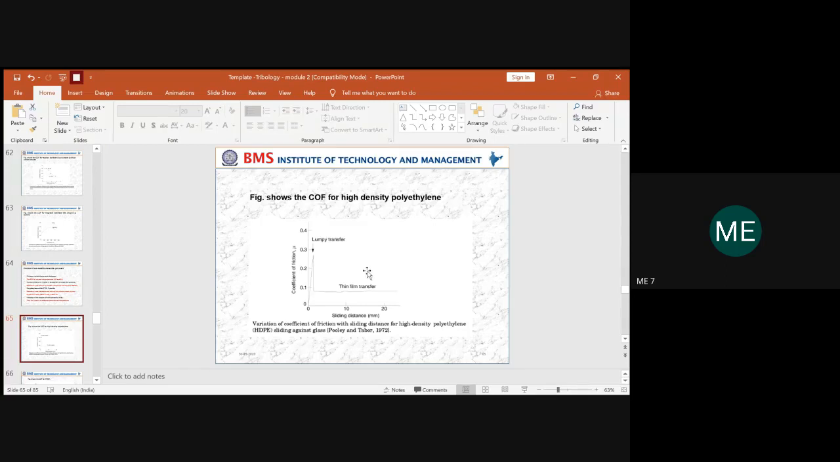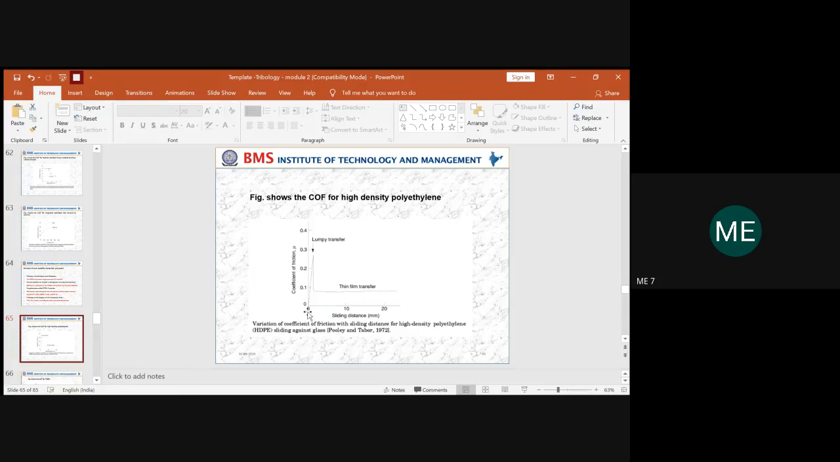In this case, you have a high density polyethylene material which is sliding against glass. So you have a glass against which a polyethylene material is being slid. So what is the sliding distance? Here they haven't given you the sliding speed. Remember, you have sliding distance along your x-axis and coefficient of friction along your y-axis.